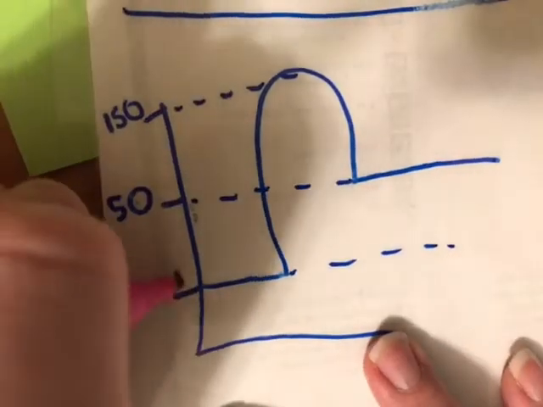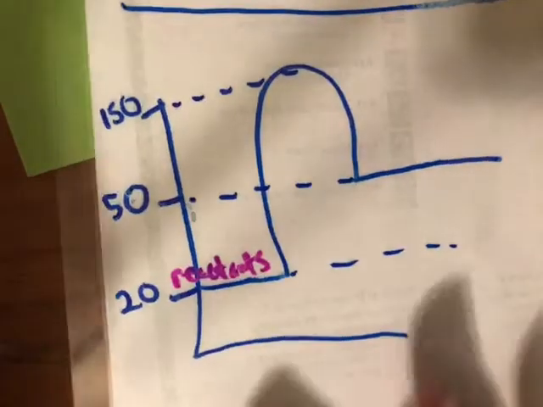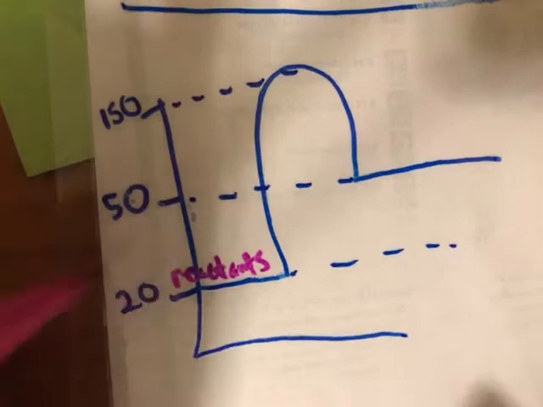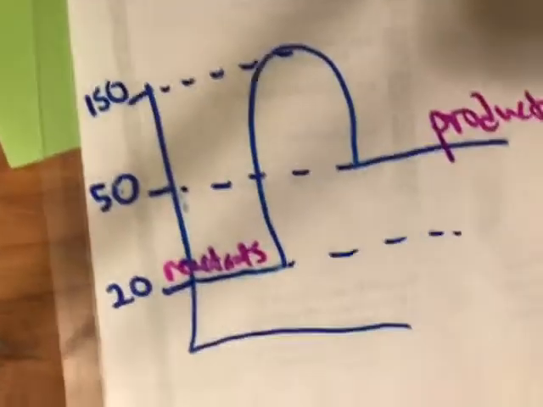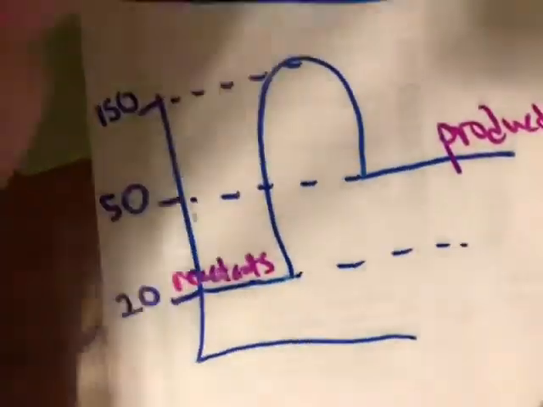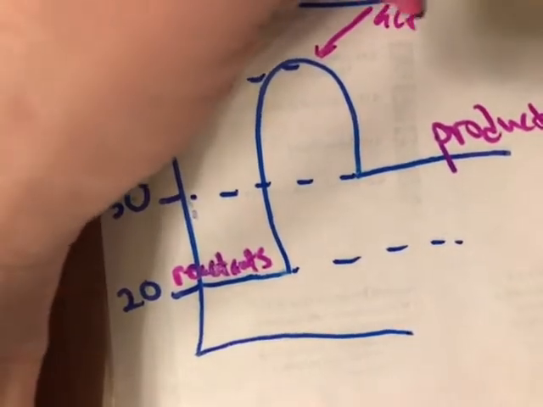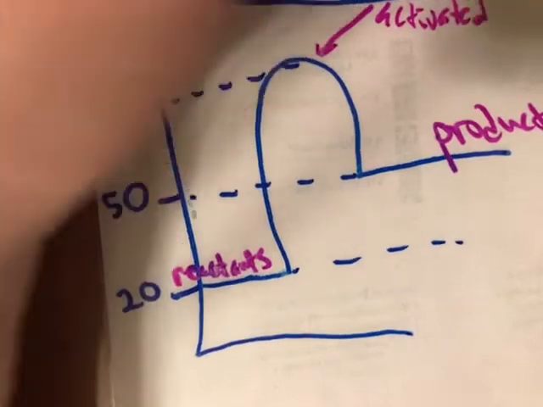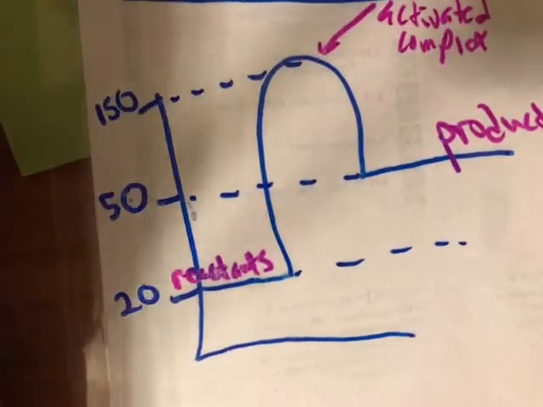So in this case, my reactants are here. My reactants are wherever I start. My products are wherever I end. So my products are going to be over here. Hopefully I'm not smudging this too bad. Okay, a couple other words on here that we want to know. The very, very top is called the activated complex. And I'll talk to you a little more about what that means when I finish labeling.